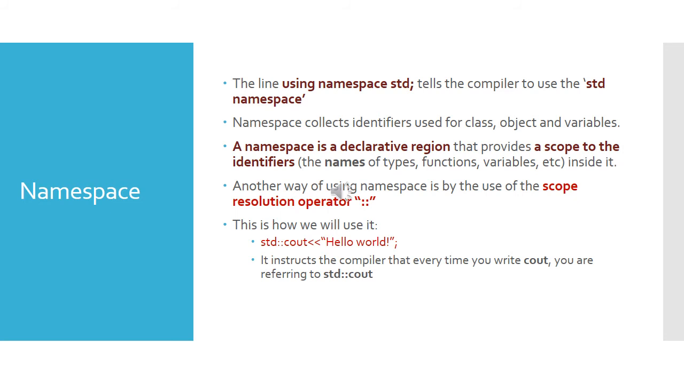As I told you, a namespace is used to collect the identifiers used for classes, objects and variables. It's a declarative region that provides a scope for the identifiers. You can use it by specifying using namespace, for example using namespace std, or you can use a scope resolution operator if you do not specify it at the beginning.